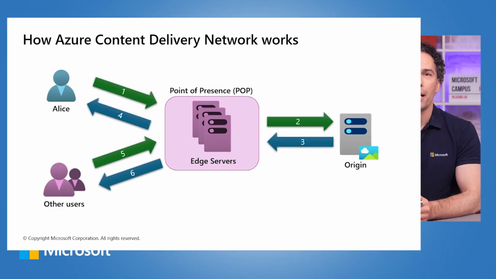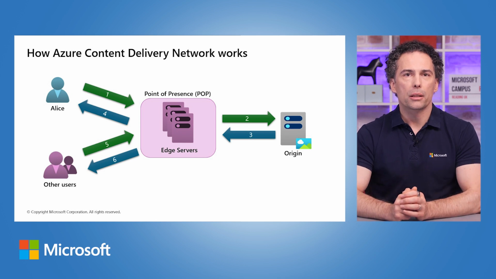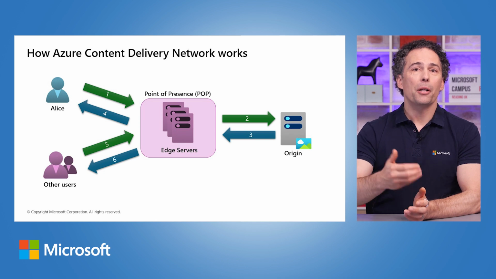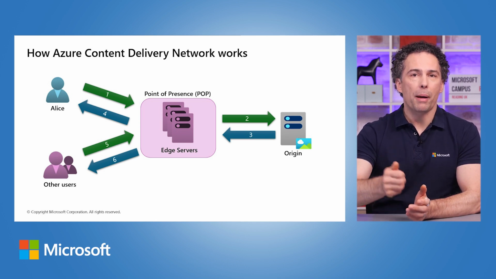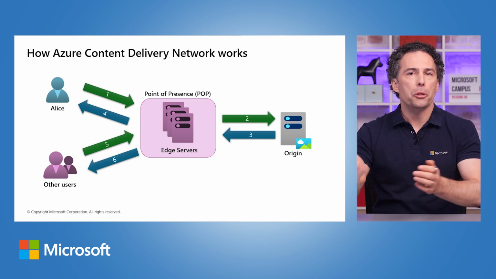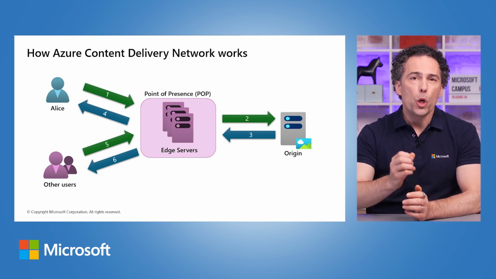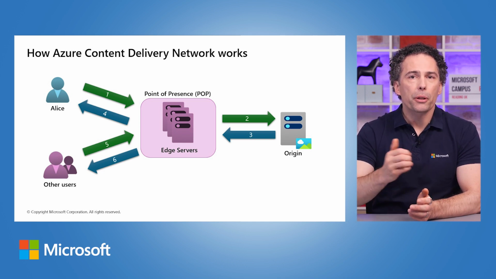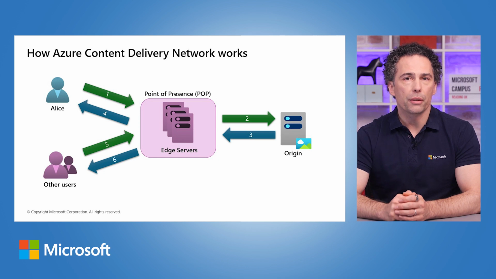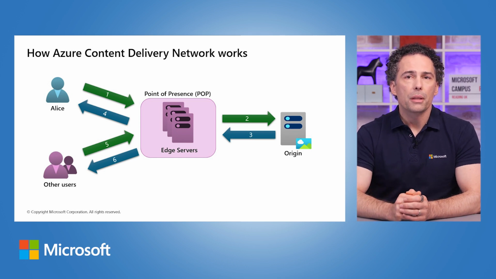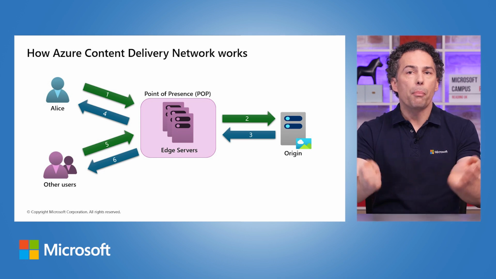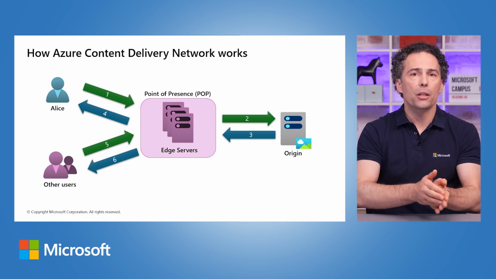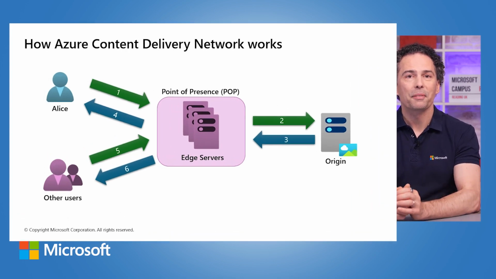This diagram shows how Azure Content Delivery Network works. Alice, who else, requests a file by using a URL with a special domain name, such as endpoint name azureedge.net. If no edge servers in the POP have the file in their cache, the POP requests the file from the origin server. The origin server returns the file to an edge server in the POP. An edge server in the POP caches the file and returns the file to the original requester, Alice.